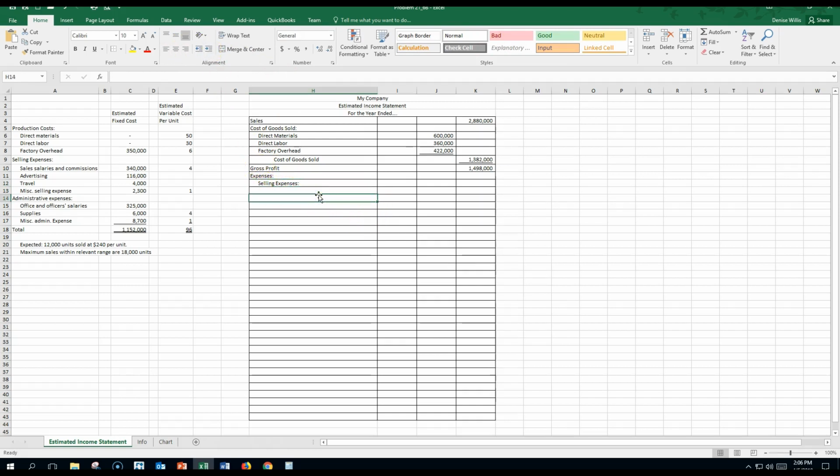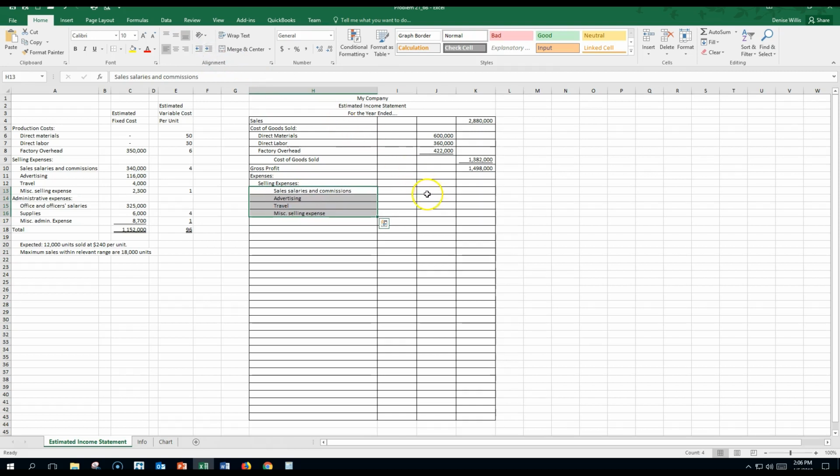Selling expenses. The first one is sales, salaries, and commissions. I'm going to go ahead and put all the account titles in here first, then we'll do the calculations. Then we have advertising, travel, and miscellaneous selling expense. Okay, and let me indent those.